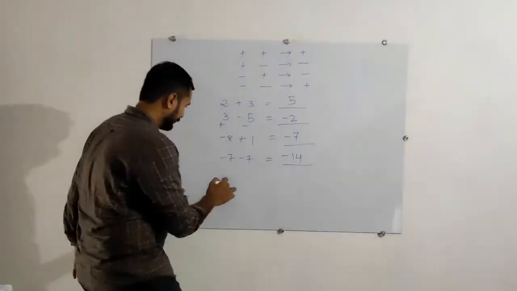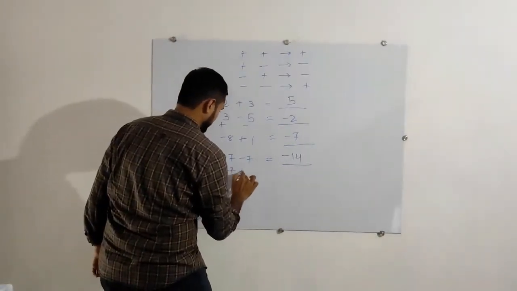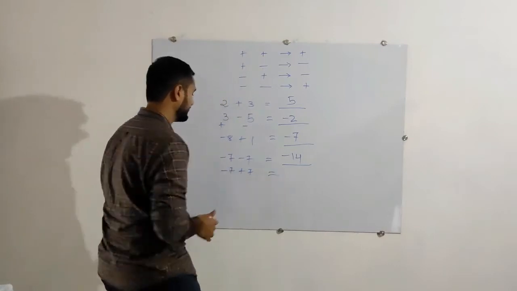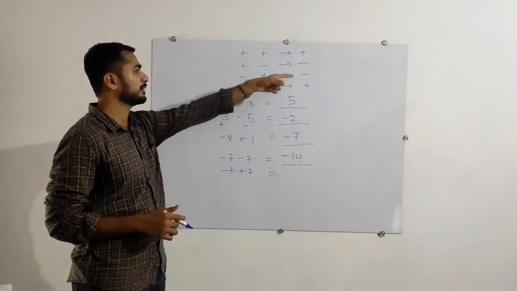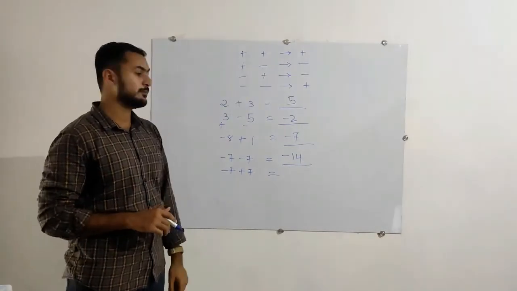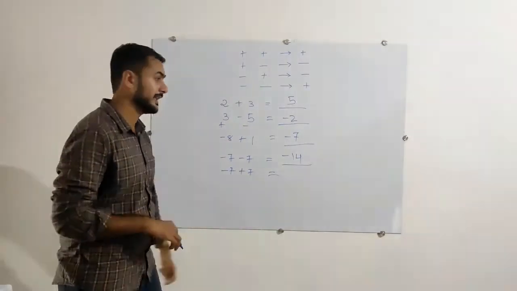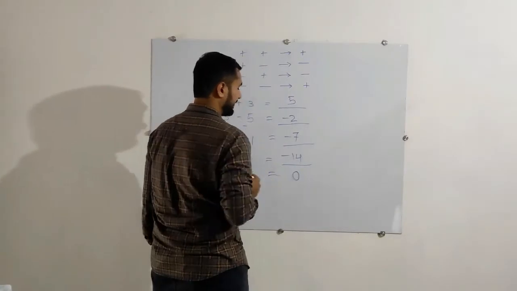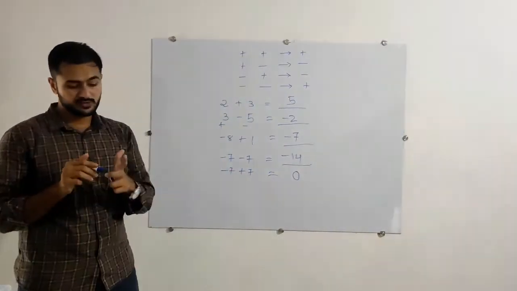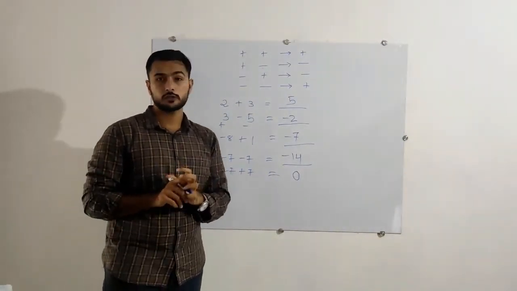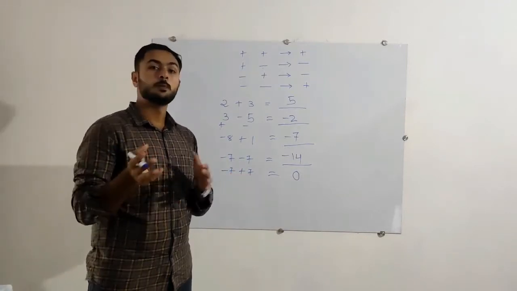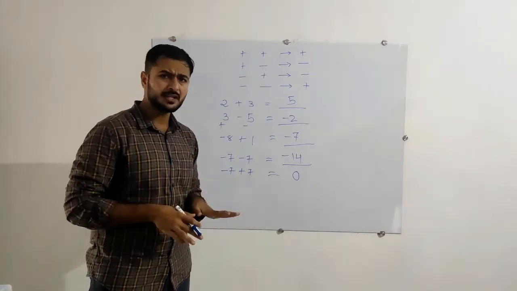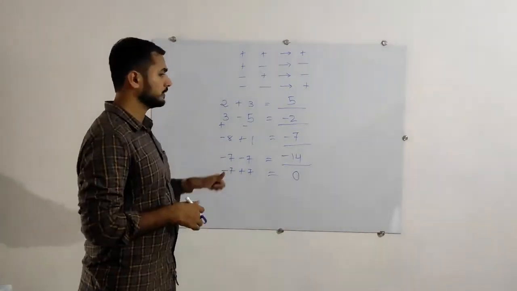But in the case of minus 7 plus 7, see, minus plus minus, here, minus plus is minus. So that will be subtraction. 7 minus 7 is 0. And for 0, we do not need to put any sign because 0 is neither positive nor negative. Clear? Just note it down.